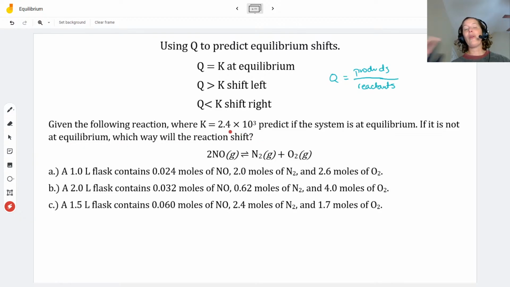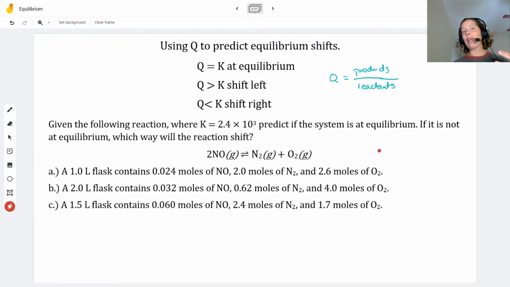So we want to first know, is it at equilibrium with these concentrations? If it's not at equilibrium, are we going to shift right, or are we going to shift left? And here is our reaction right here so that we can write our Q. So we're going to be calculating Q, and we're going to compare it to the K that we already have.